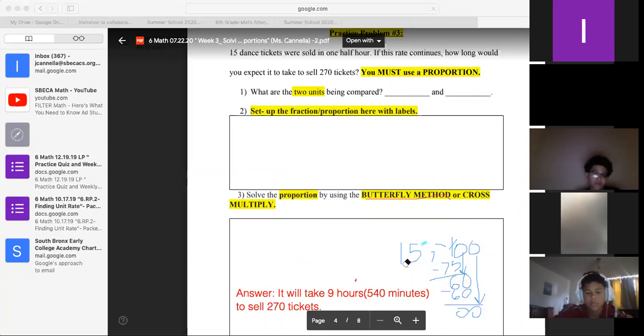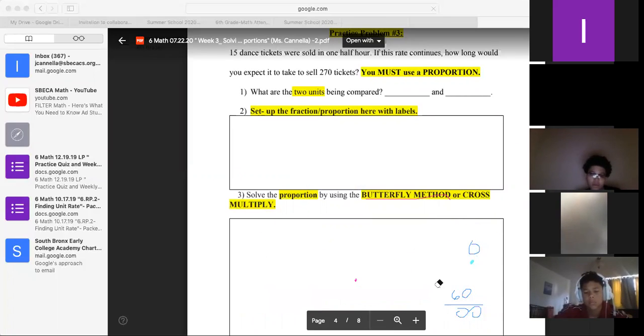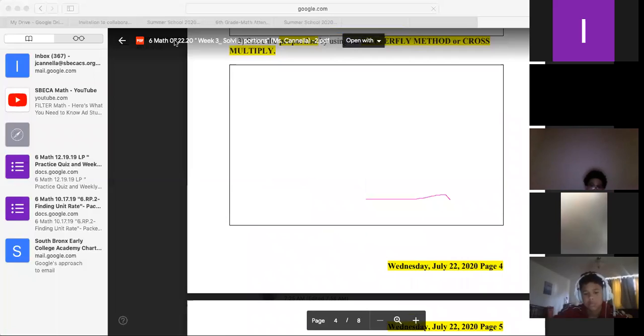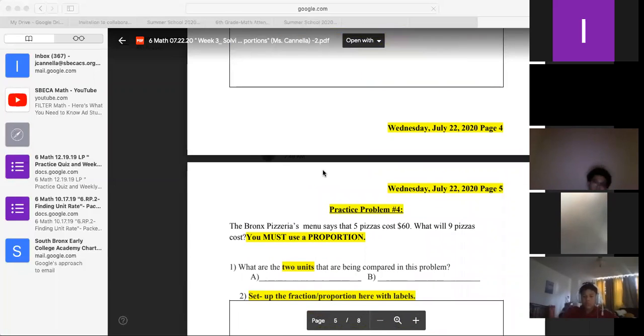Okay, trust me, you're going to need to know this when you go to 7th grade because it comes up again. It's a big part of the unit in 7th grade. You have to know how to do proportions. Will 7th grade be hard? Well, it's going to be more work, but just pay attention and you'll be fine.